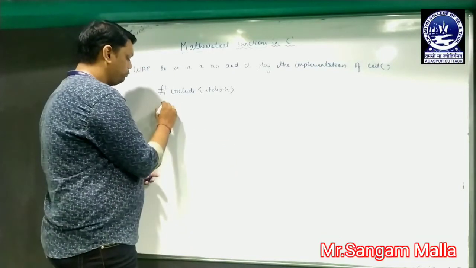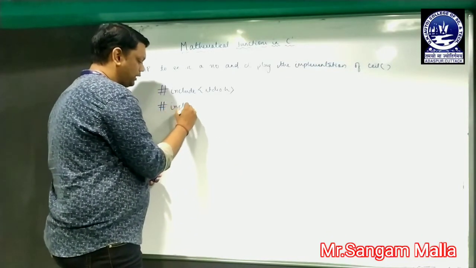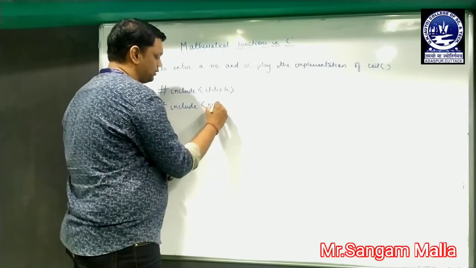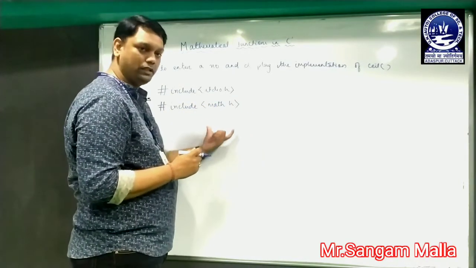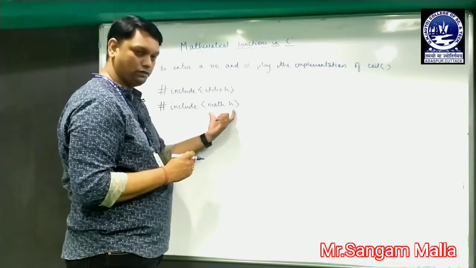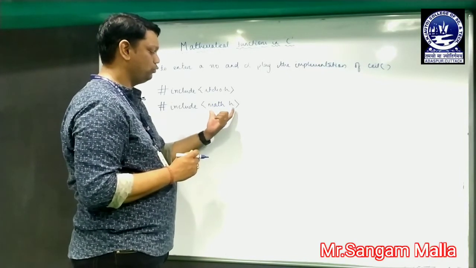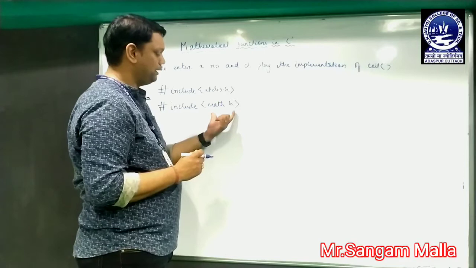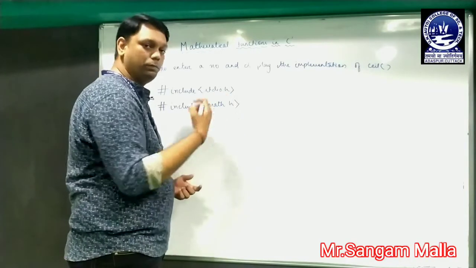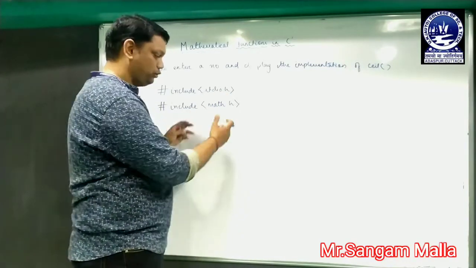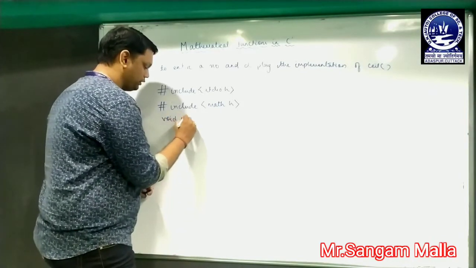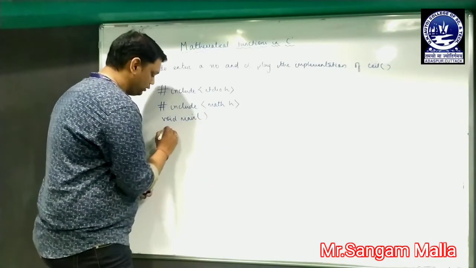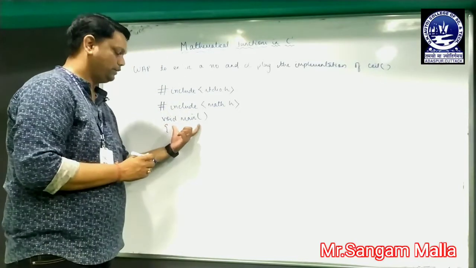In order to open math.h, I have to write #include math.h. That means in order to use the mathematical functions that are stored in the math header file, we have to open the math header file. So math.h is a header file to open the mathematical functions that will be used in the program. Next comes our void main, which is the general syntax of writing the program. Now we have written void main.